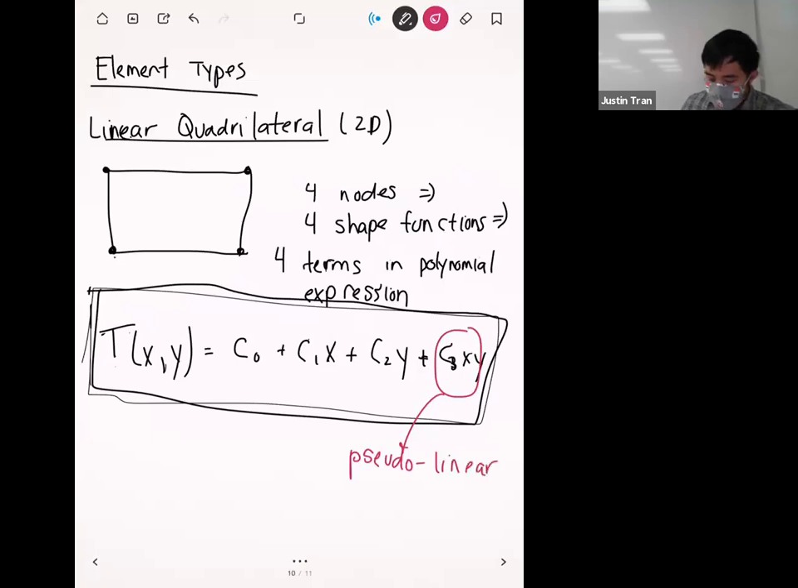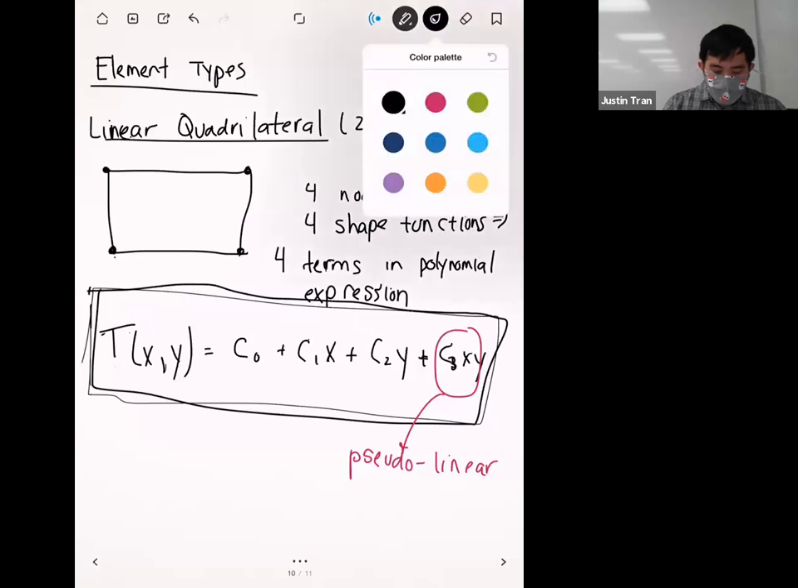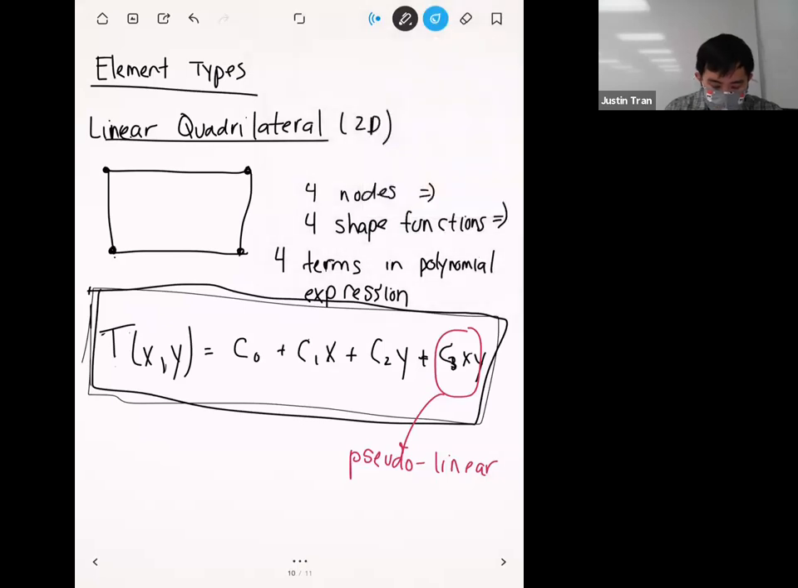Because it's really just linear in each of the individual x and y components. And so if you remember from Monday, the way that we typically solve for these constants, right? Because for any finite element situation, we're interested in solving for the values of those constants. The way that we solve for this is that we enforce the nodal solutions, or the solutions at these nodes, to take on their global values.